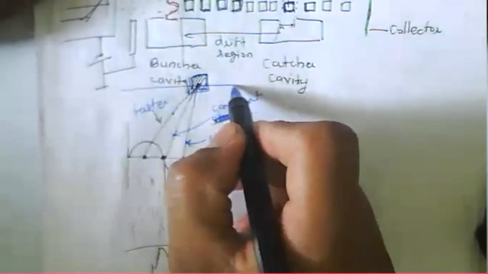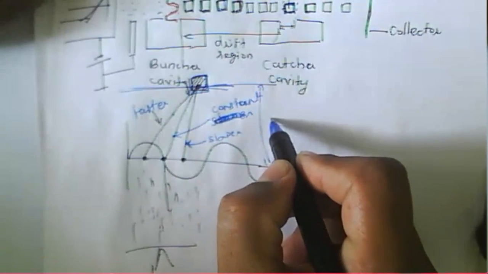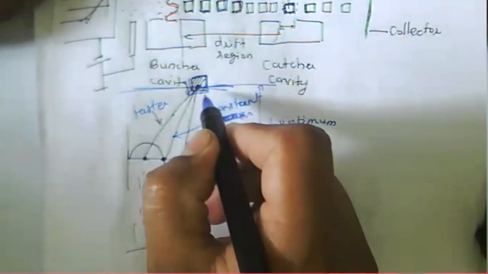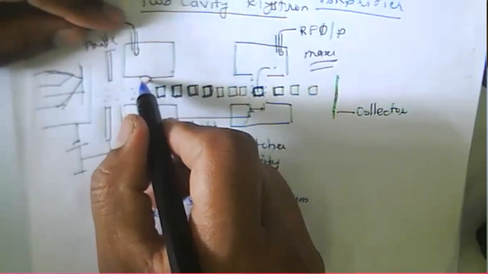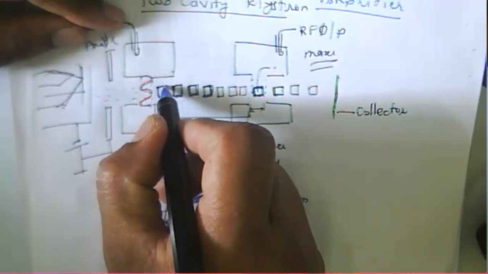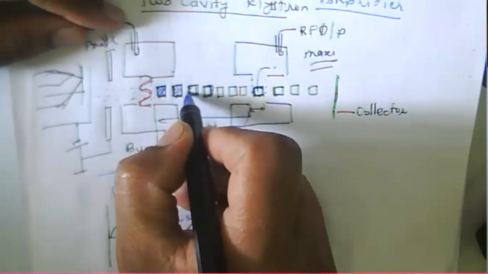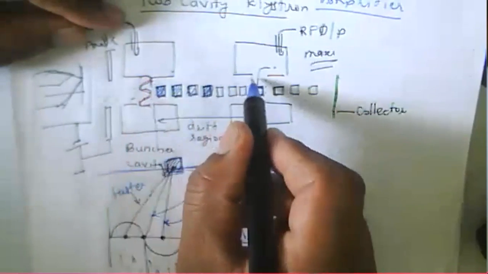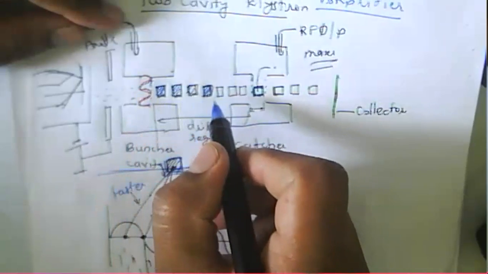Now this distance is the optimum distance between these two cavities. Here the RF signal is there, at the opening of this particular cavity, and due to this RF signal, bunch formation takes place. Here the bunches of electrons propagate through this drift region, or drift space, which is the distance between the two cavity openings. That's why we call it a drift region or drift space.